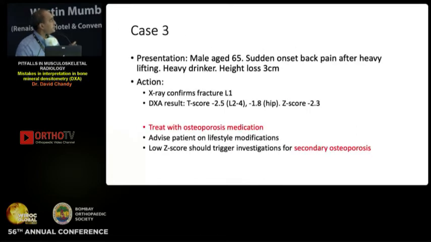Now, another patient, you have a 65-year-old man who's a heavy drinker. He has a fracture of L1. His T-score shows he has osteoporosis. Now, we have removed L1 from the analysis. His Z-score is still low. A Z-score below -2 means in addition to his age, there is some more risk factor. So what we need is, in addition to treatment, you need to look for secondary osteoporosis. Whether he's been on long-term steroids, whether he has low testosterone, whether he has an elevated PTH, you need to look into that.